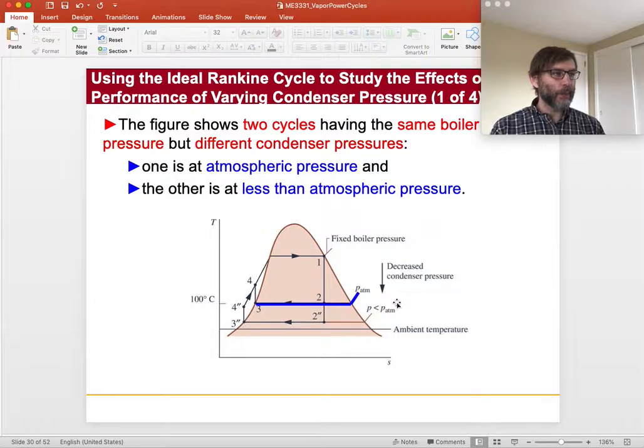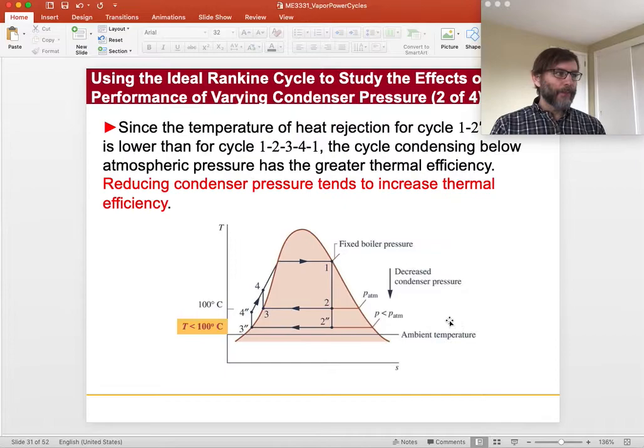So making 2 double prime here and 3 double prime and 4 double prime, etc. Okay, back down to the ambient temperatures down here. So they can draw down to what the temperature is below the ambient, essentially, right? Okay, so since the temperature of the heat rejection is lower than the temperature 1, 2, 3, 4, the cycle condensing below the atmospheric pressure has greater thermal efficiency, just because the area under the curve is larger.